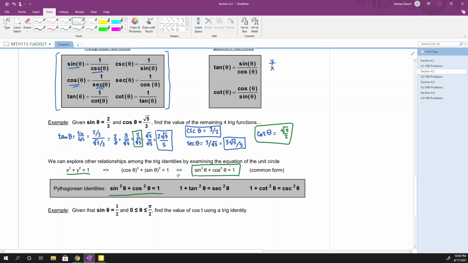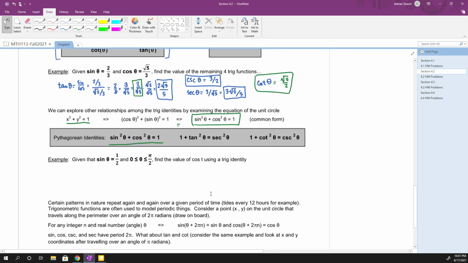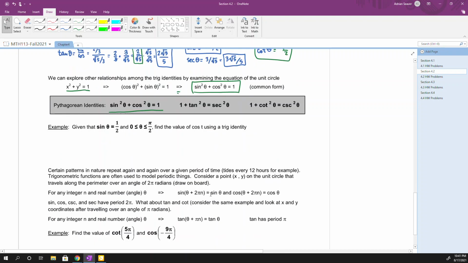And you could go to some of your other arrangements up there, y over x, x over y, and you could come up with these other Pythagorean identities: 1 plus tangent squared is secant squared, and 1 plus cotangent squared is cosecant squared. So those are some other forms you can use, and one way this becomes helpful is in the following example. That should not be a t, that should be a theta.